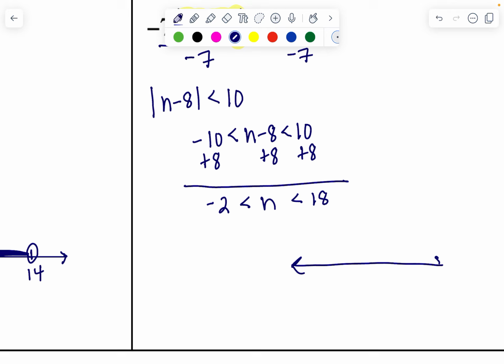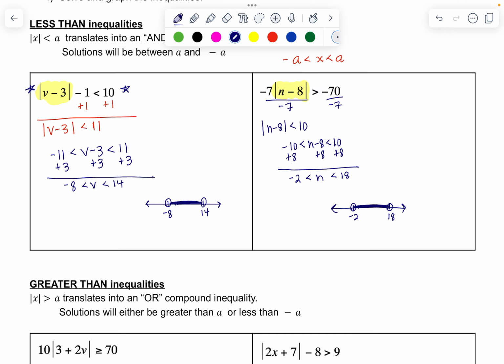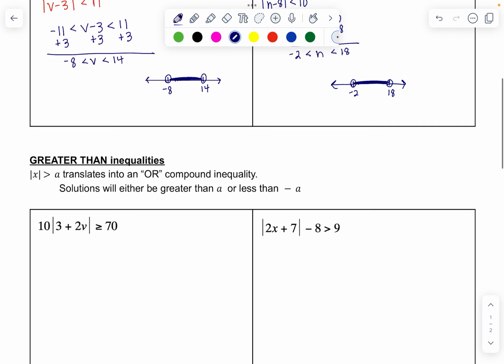So graphing this on the number line, I'm just going to put the negative 2 and the 18. These are both open circles, and we're going to shade in between. So that's when it's less than. If it's greater than, we split it into two separate inequalities. So again, if we start with absolute value of x greater than a, we can take out the absolute value and say that x is greater than a, or, this is an or, x is less than negative a.